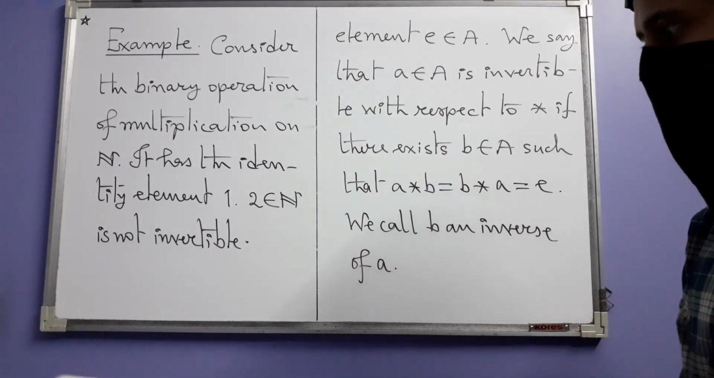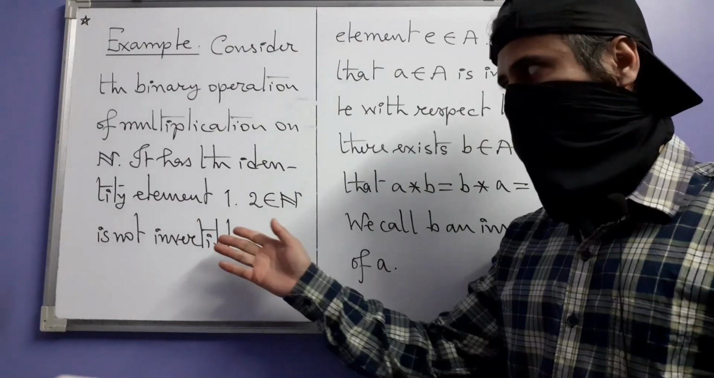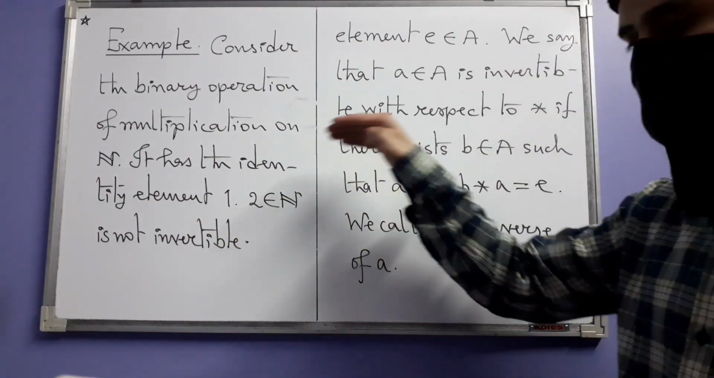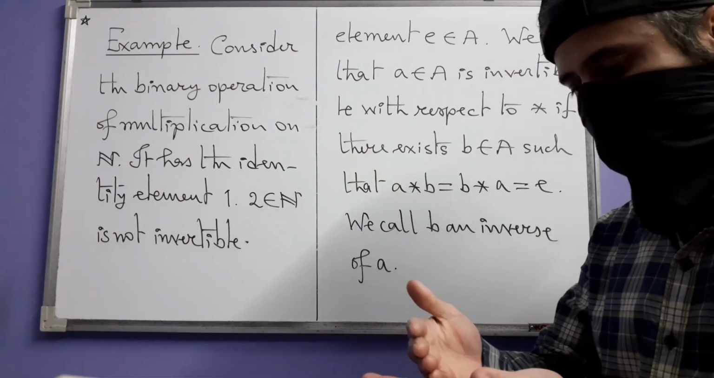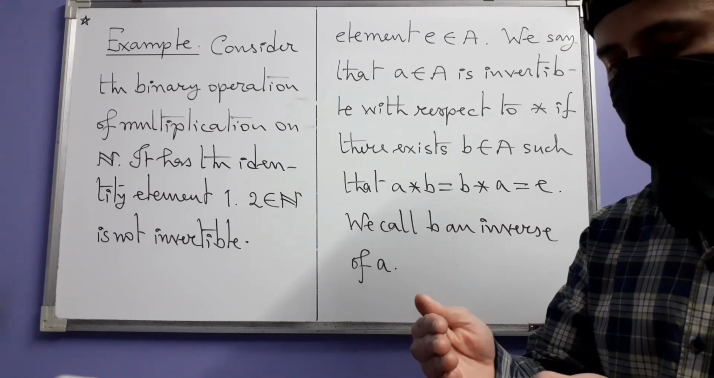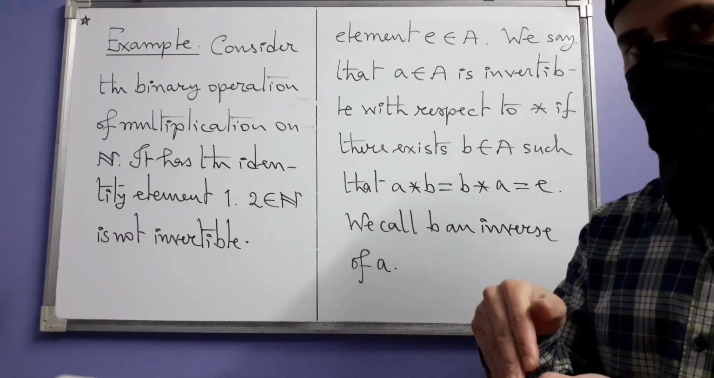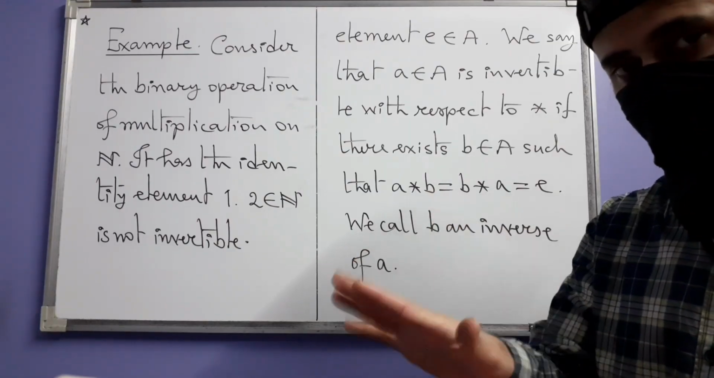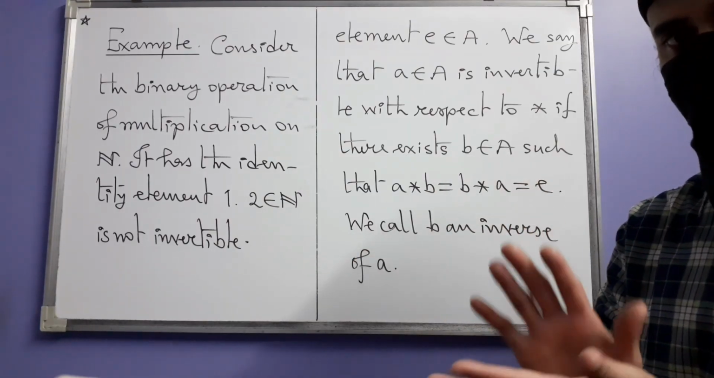And before I end the video, I need to mention, I forgot that. Just now I said that whenever a binary operation has an identity element, then it can be proved that it is unique, provided it is an associative binary operation. Okay, I forgot to say that.